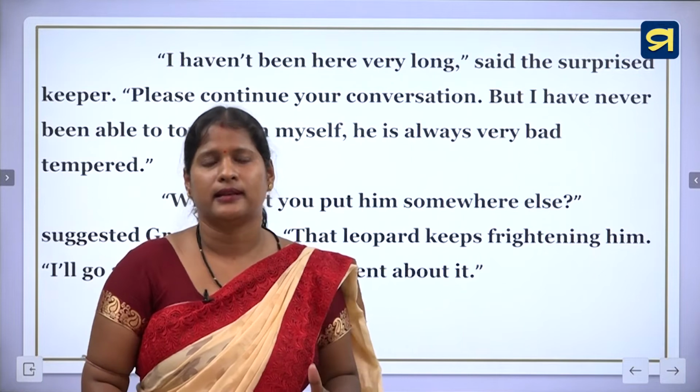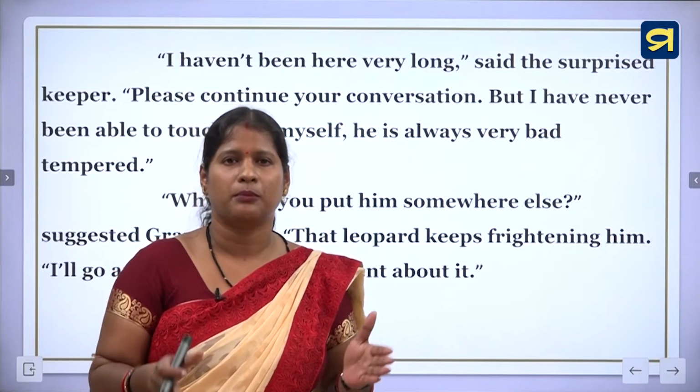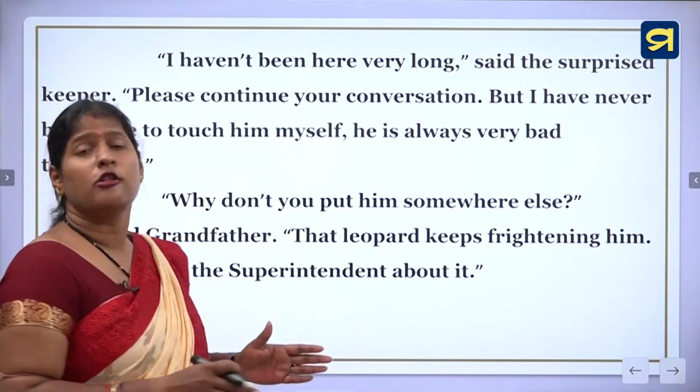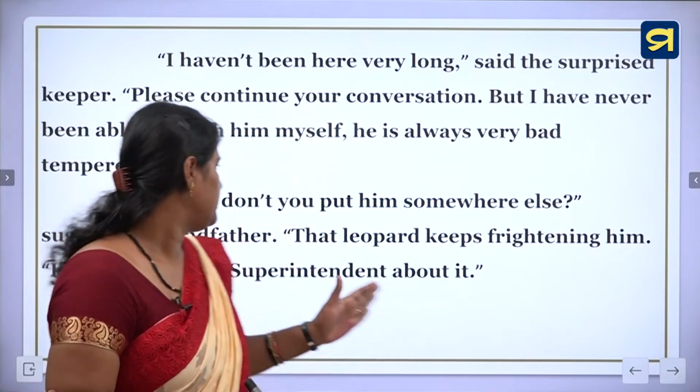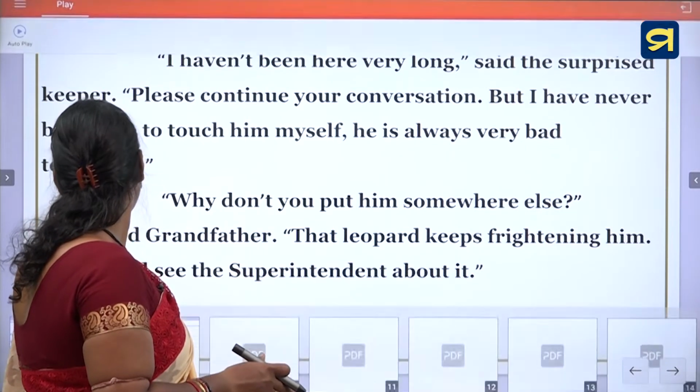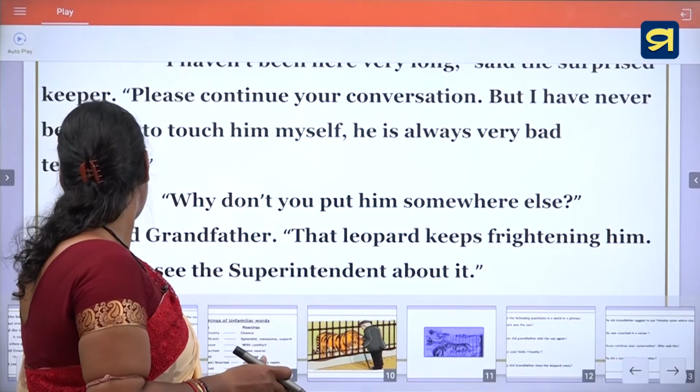Now, children, let us understand what is the summary of this part of the story. As we all know that grandfather, he left Timothy in the Lucknow Zoo. Isn't it, children?